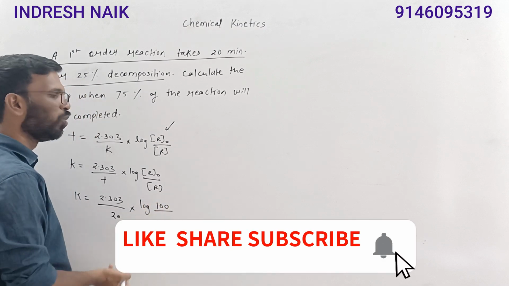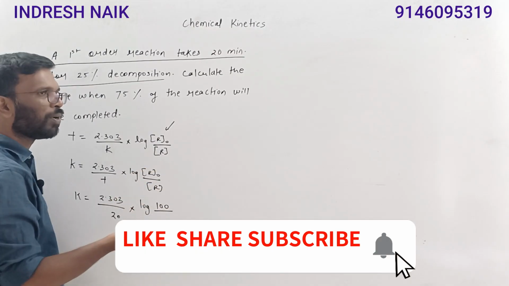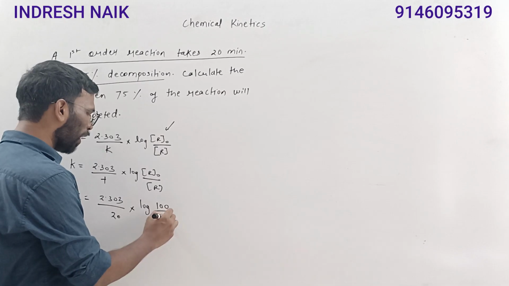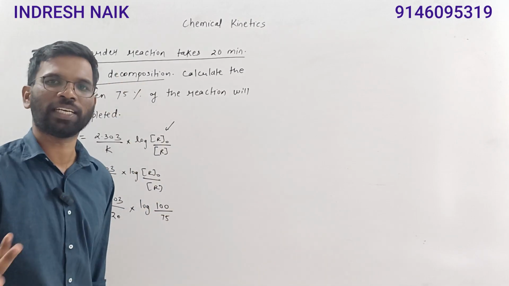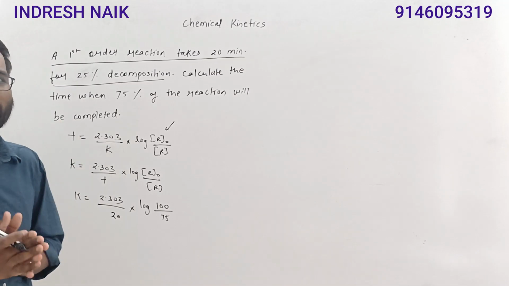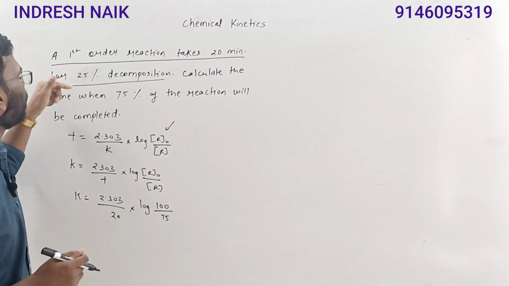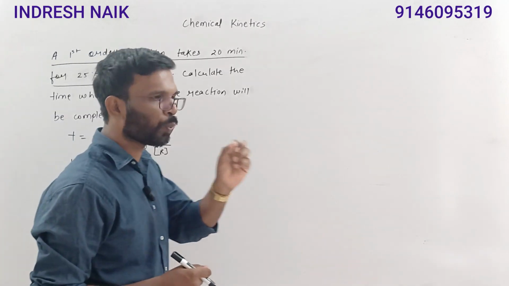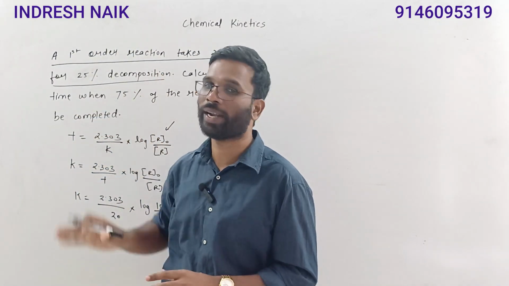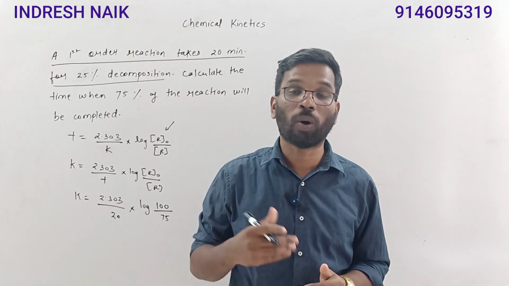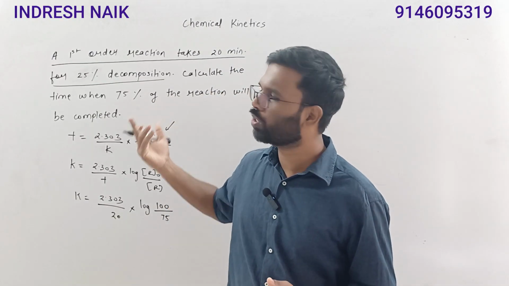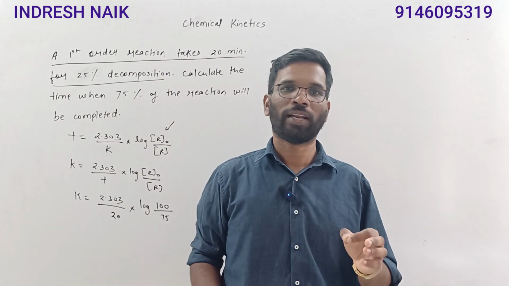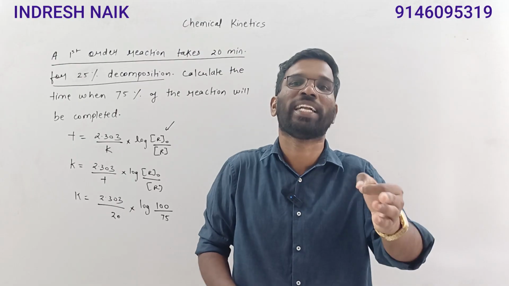This is the simplest way to do this. And 25% is decomposed means what? 75 is remaining. You know, this question could be asked in a different way also. Like, you should be taking care, it may be asked for a 25% decomposition. It takes 20 minutes for 25% decomposition. Or the question may be also this way: a first order reaction takes 20 minutes for reducing its concentration to 25%.